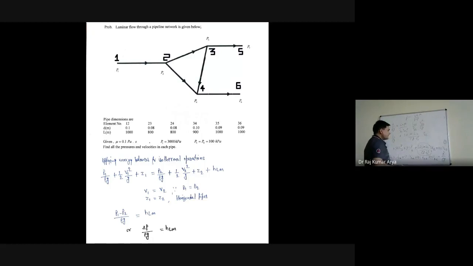So I just made the change. 1 has been changed by 2 and 2 has been changed by 3 only. That's all. So that much change you can also do in your notebook.